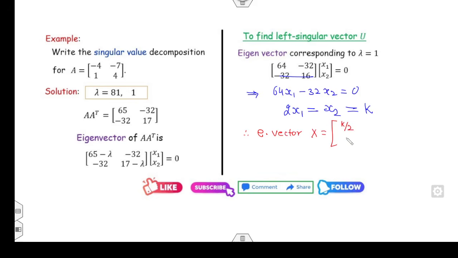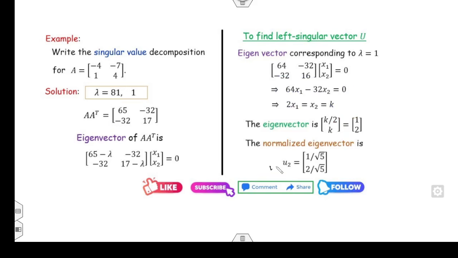k over 2. x2 is my k. So you can choose any value of k. Let's say k will be 2, then 1 and 2. So the normalized eigenvector. So what will it be divided by? 1 and 4, that is 5, and 2 by root 5. Fine. And that number is my u2.